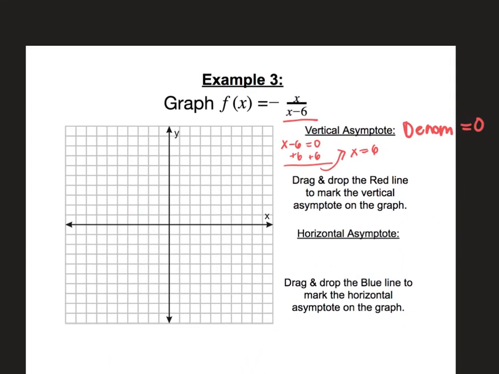So on my graph, I'm going to go over 1, 2, 3, 4, 5, 6. And we're going to draw lines straight up and down. This is our vertical asymptote.